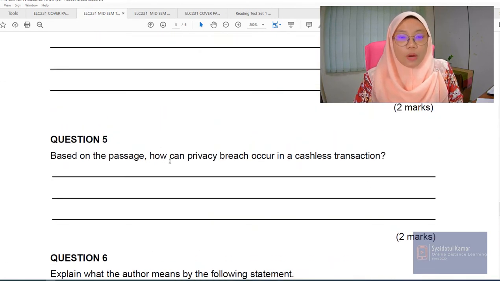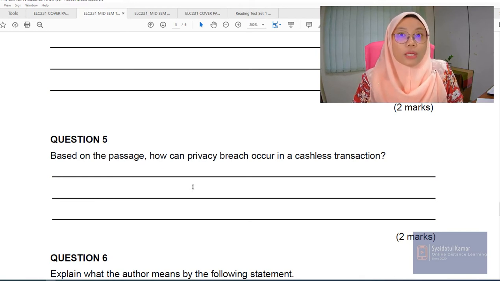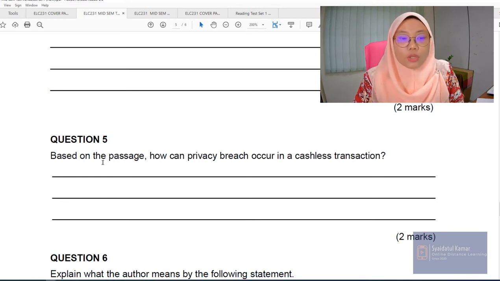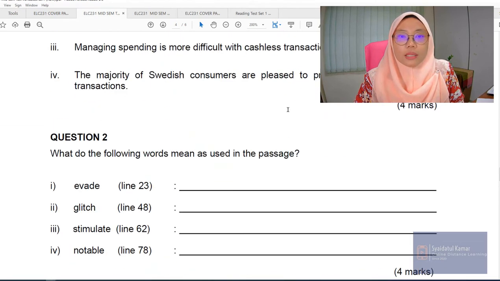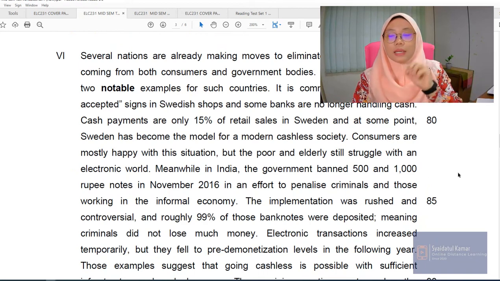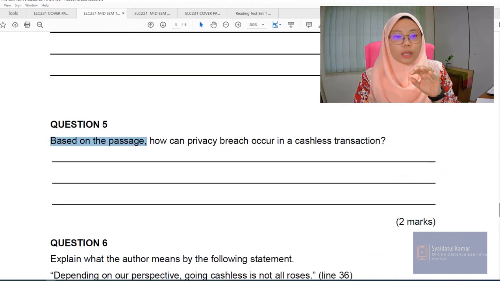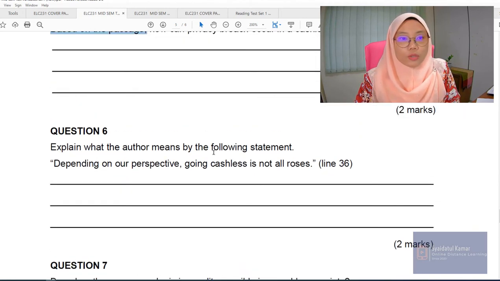Based on the passage, how can privacy breach occur in a cashless transaction? So this is also a direct comprehension question. Because as you can see here, the question asks you based on the passage. So the answer is available somewhere in the passage here. So you just directly copy the answer and put it here as your answer. Okay. Moving on to the next question, question number 6.